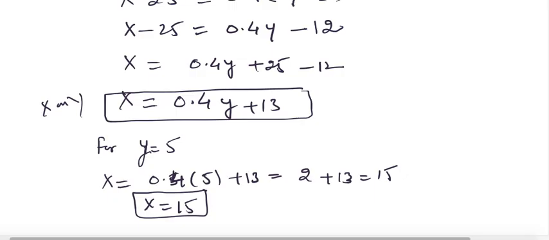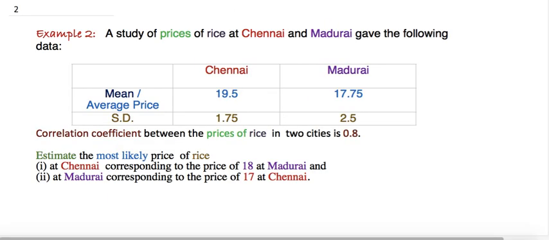So now let us see the second one. Now I have taken the second one of a different model. Now what happened here? Here the study of the price of rice in Chennai and Madurai is given. So here what is given? The mean and the standard deviation are given for the price of rice at the two places. So the two places are Chennai and Madurai.